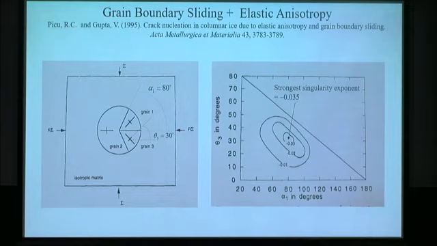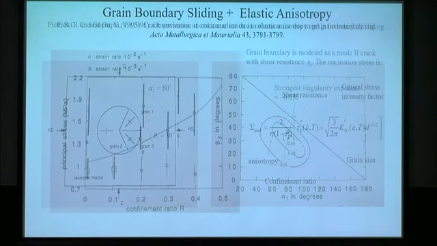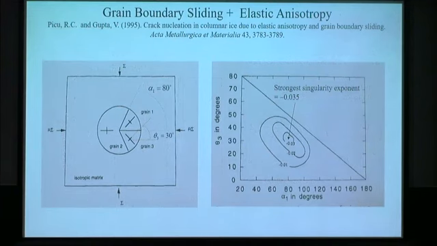Compared to if you assume a precursor crack, the classical value is minus half. Minus half is much stronger than minus 0.035. This is the worst case scenario. If you look at other combinations of alpha and theta, you get an even weaker singularity. So they came to the conclusion that elastic anisotropy cannot be the reason for crack initiation where no cracks existed before, because this is too weak.